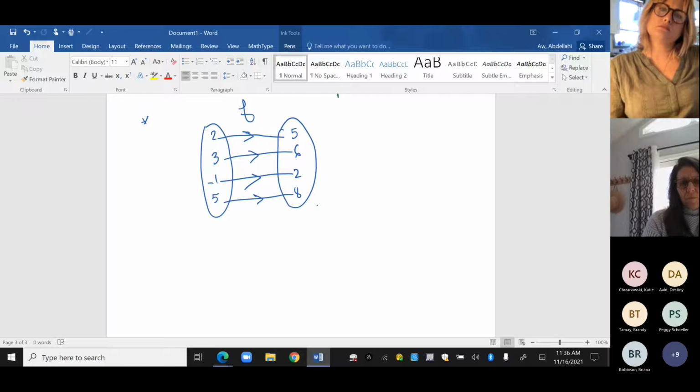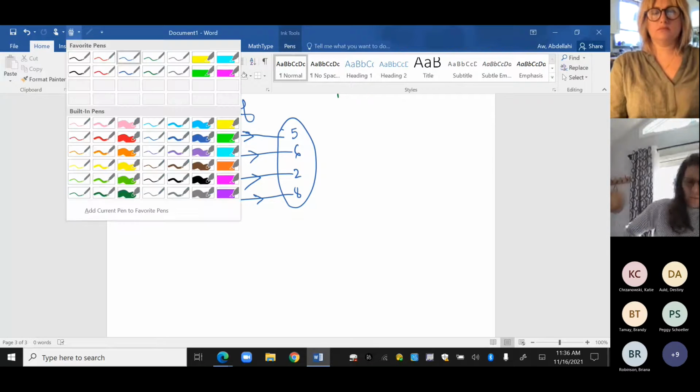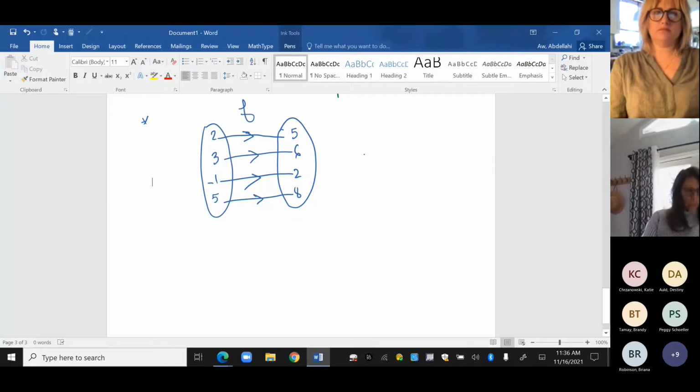So by the way, is that a function or not? Yes, it is a function, because every x is assigned to exactly one y. So how do we represent that? We say F, the domain is 2, 3, negative 1, 5. The range is 5, 6, 2, 8.